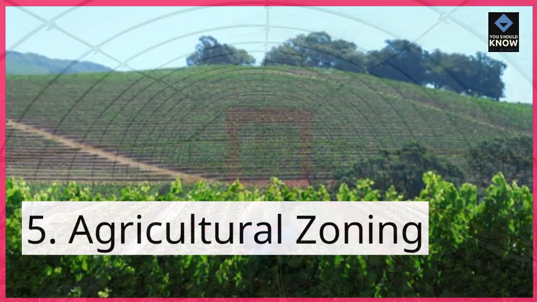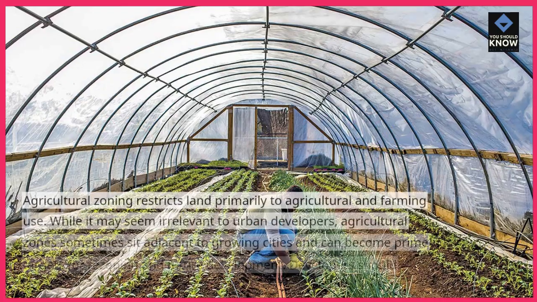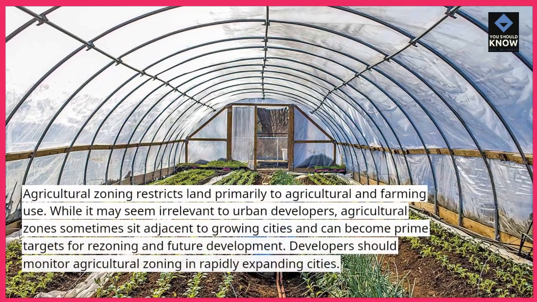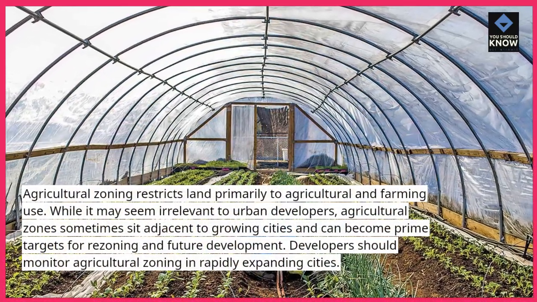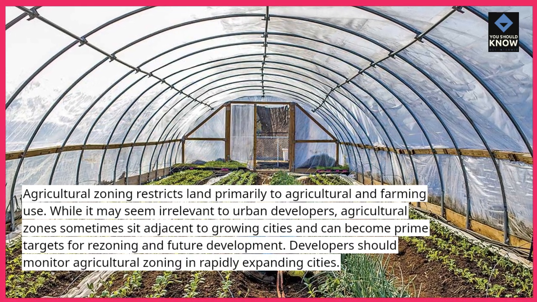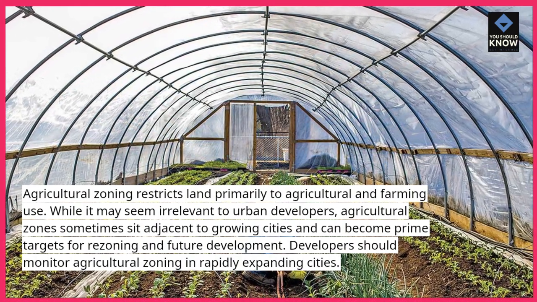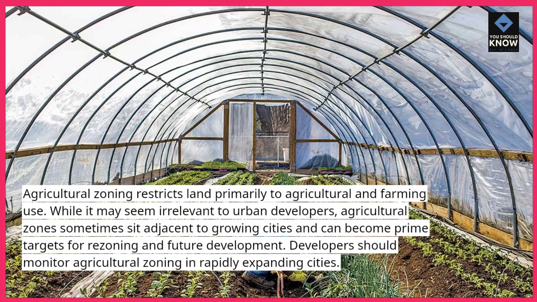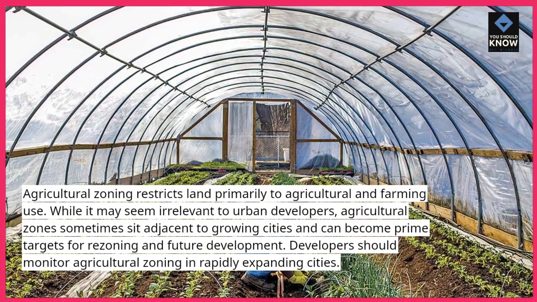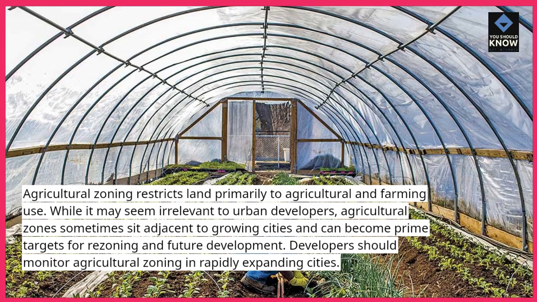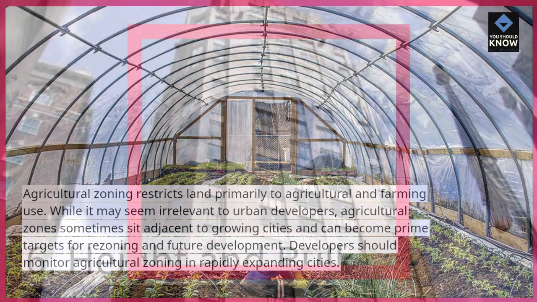5. Agricultural zoning. Agricultural zoning restricts land primarily to agricultural and farming use. While it may seem irrelevant to urban developers, agricultural zones sometimes sit adjacent to growing cities and can become prime targets for rezoning and future development. Developers should monitor agricultural zoning in rapidly expanding cities.